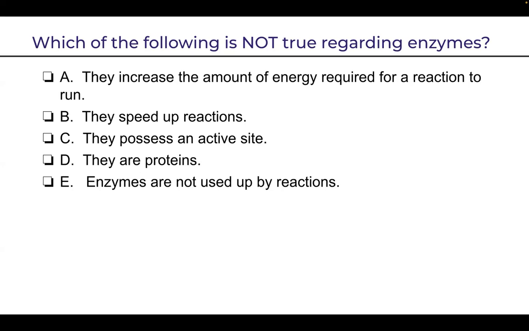So are they used up by reactions? Enzymes are used in a reaction to bind to substrate and make product, right? And as we mentioned before, enzymes are made of protein. They have that active site because it's the active site that the substrate binds to. And by lowering the activation energy, they actually speed up the reaction. So the answer is A.